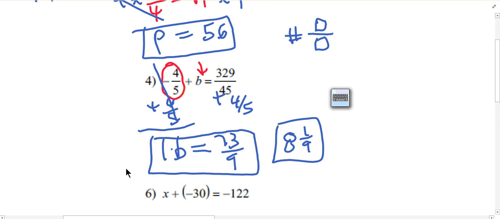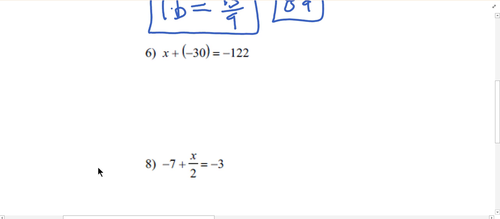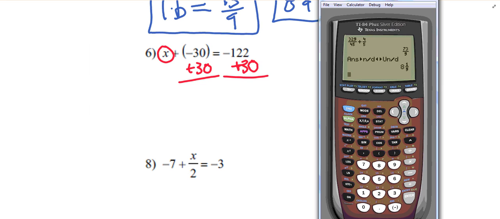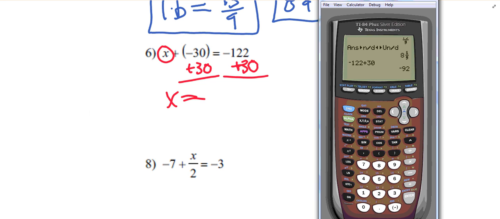Alright, well, let's take a look at number 6. Moving right along. This is a fairly easier problem than the last one. We're going to add 30 to both sides. Trying to isolate x, right? So if you add 30, using the calculator to make sure we don't make an arithmetic mistake, we have negative 122 added to 30, or add 30 to that, I should say, and the answer is a negative 92. Alright, no problem here. So we have x equals negative 92.